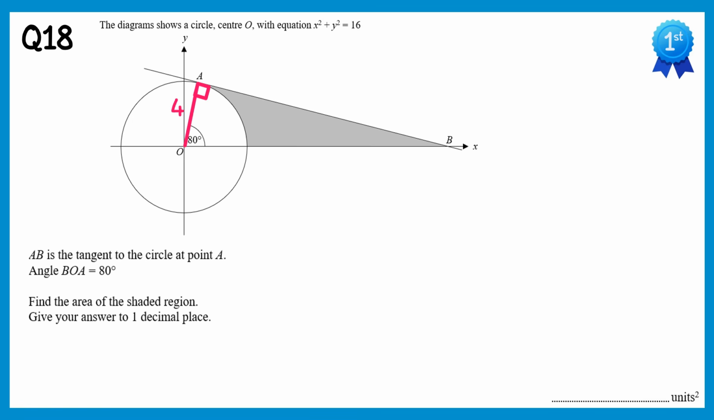And next we're going to try and work out the length from A to B. Since this is a right-angled triangle, we can use trigonometry again. This side here at the bottom from O to B would be the hypotenuse. From O to A would be the adjacent, and from A to B would be the opposite. So we can work out the opposite using tan. Tan of 80 must be the opposite, divided by the adjacent, which we know is 4.